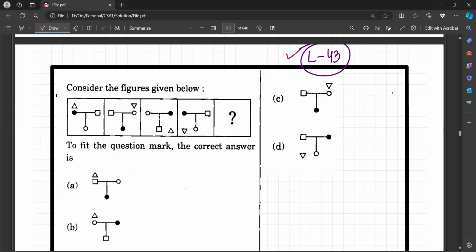Let us begin with question number 1. Consider the figures given below. So there is some sequence followed here. We need to find this question mark. Without wasting any time, let us solve this question.